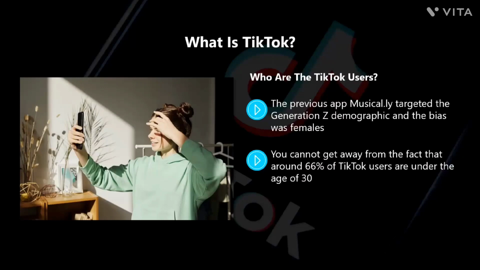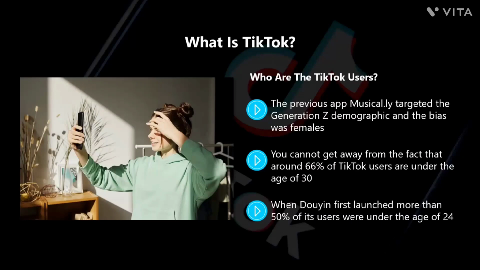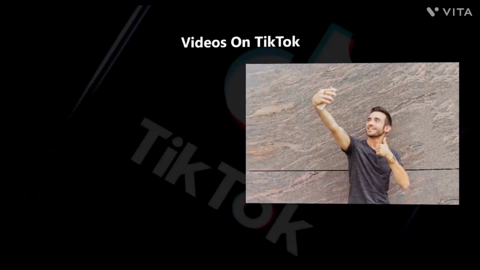TikTok has international appeal with a lot of users from India and the United States. The sister app Douyin has around 400 million Chinese users, and the apps use different servers. When Douyin first launched, more than 50% of its users were under the age of 24. However, most of these users are still using the app, so the age range keeps going up. Time will tell if the same thing will happen to TikTok, and we believe that this will be the case.